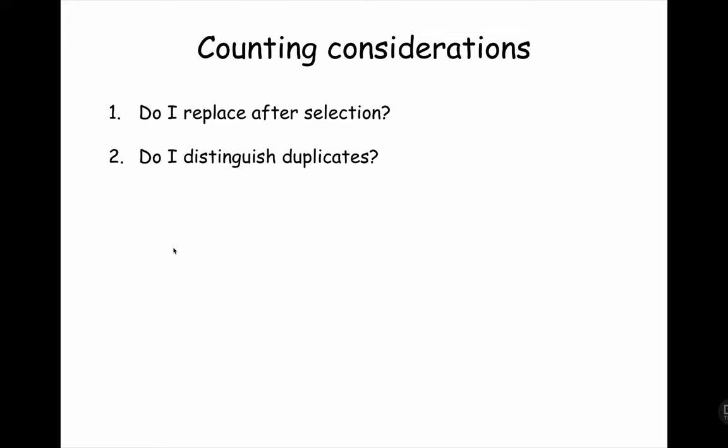So one of the things you ask yourself is when you're picking things, do you replace them after selection, right? When you pick one, yes or no? Because if you do that, something changes, and we'll talk about what that change is to help you make that accounting over how many possible events you can have. The other is, do you distinguish duplicates? Okay? So let's take a look at that first point.